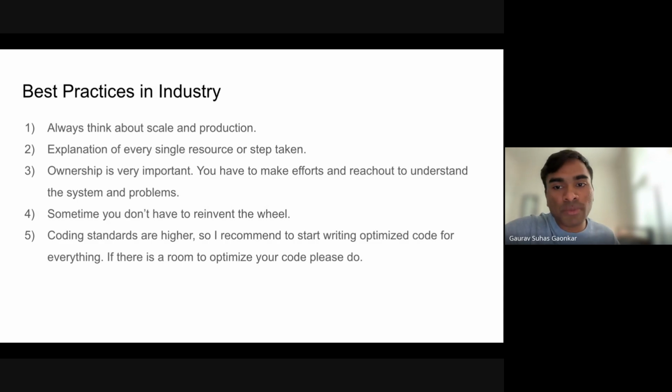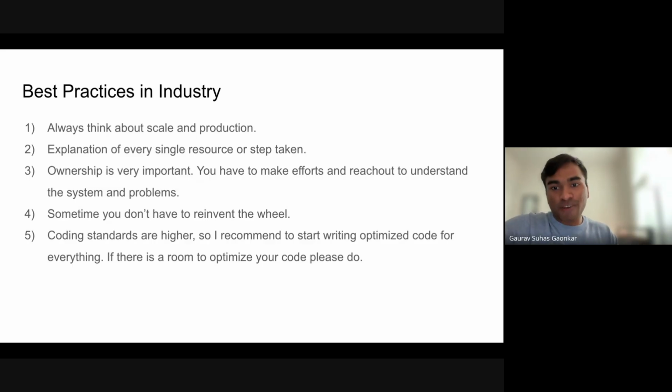In industry, ownership is very important. Here you have to take efforts and reach out to folks to understand what is the problem that you're assigned and how you should approach it. If you keep quiet and keep working on the problem, nobody's going to come and tell you what you're supposed to do. So you have to take ownership of that problem and understand it from other folks.